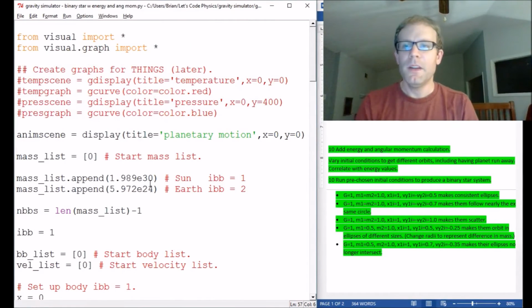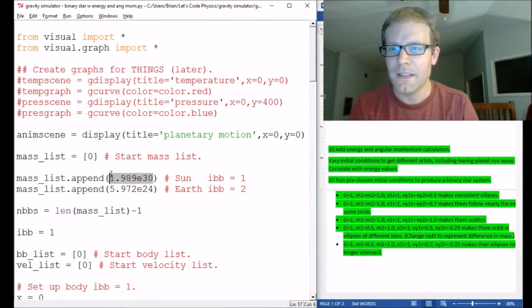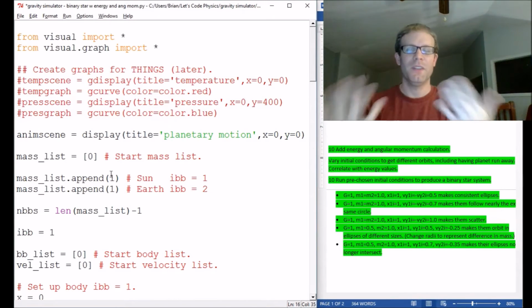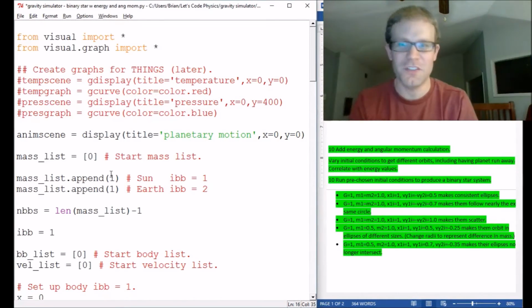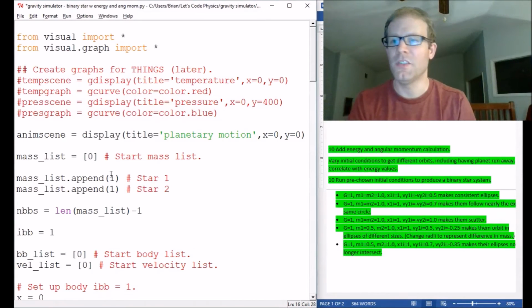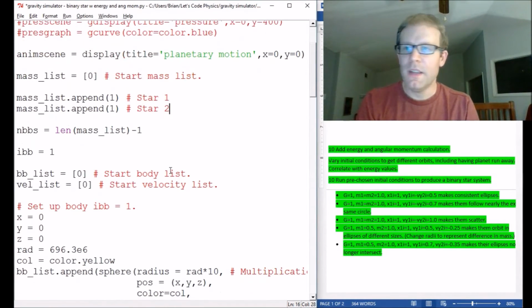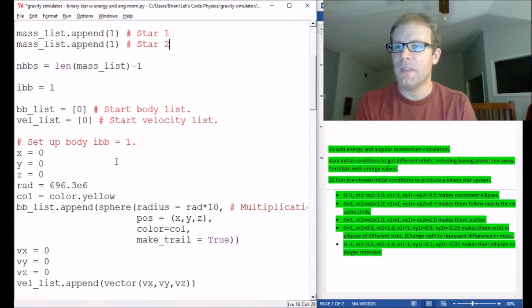So what I'm going to do is I'm going to change the masses. We're going to make this much simpler. We're just going to give these things a mass of 1. So we're working in some artificial units here. Obviously, these things don't have a mass of 1 kilogram. We're saying 1, we'll call it a star mass. So let's call this one star 1, and this one star 2. Okay. And so what I'm going to do is I need to change some of the other values.